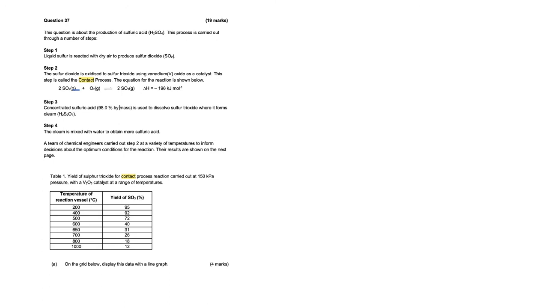Describe the trends shown in these results. Oh, I don't remember what those are. Okay, so I think what it was that the yield went down as the temperature went up. Yeah, I think so. So, describe the trend: as temperature increased, the yield decreased.